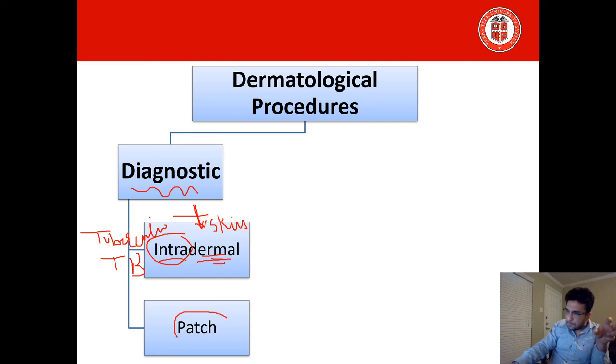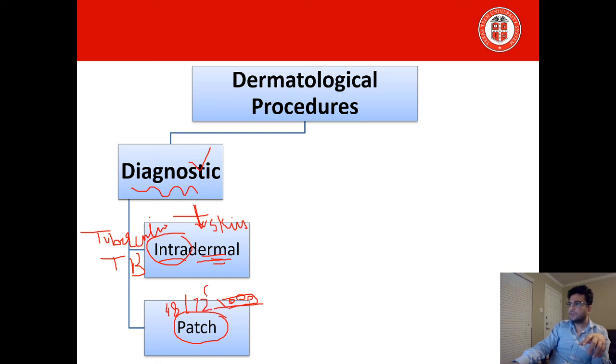If you look at this patch procedure, this is again a diagnostic procedure, but instead of putting the needle inside the skin, they just put a patch over the skin. And whatever allergen they are testing, they just put that allergen on the skin and just tape it or patch it up and just leave it for again 48 to 72 hours and see if there is any reaction by the skin.